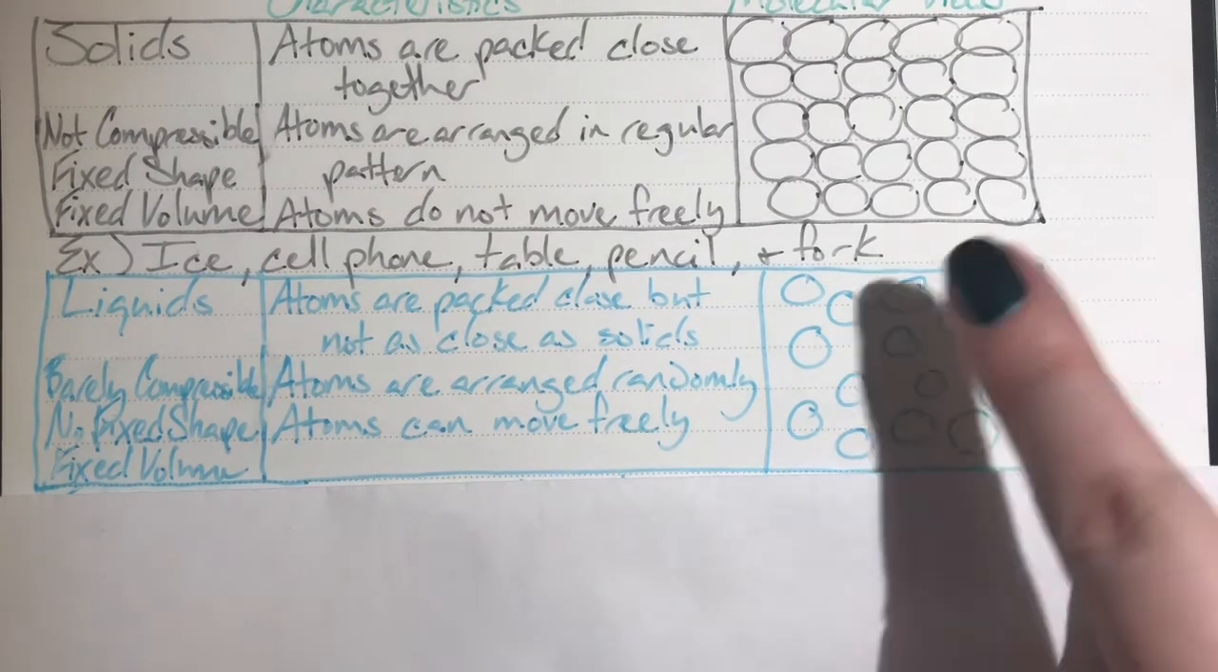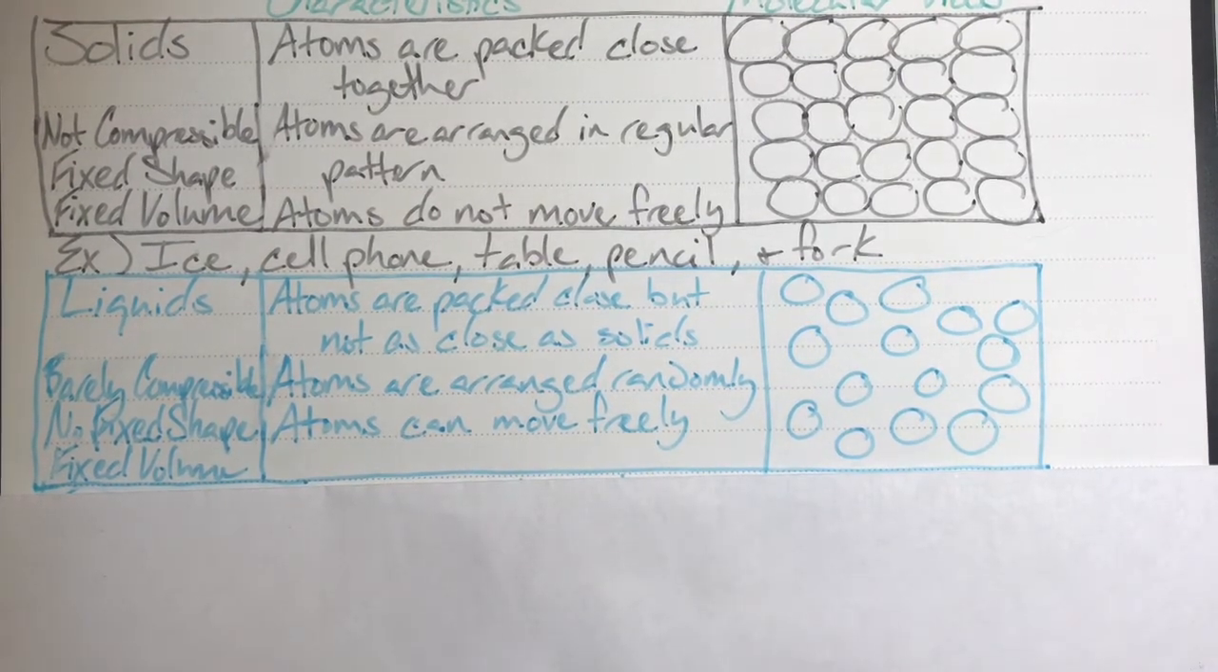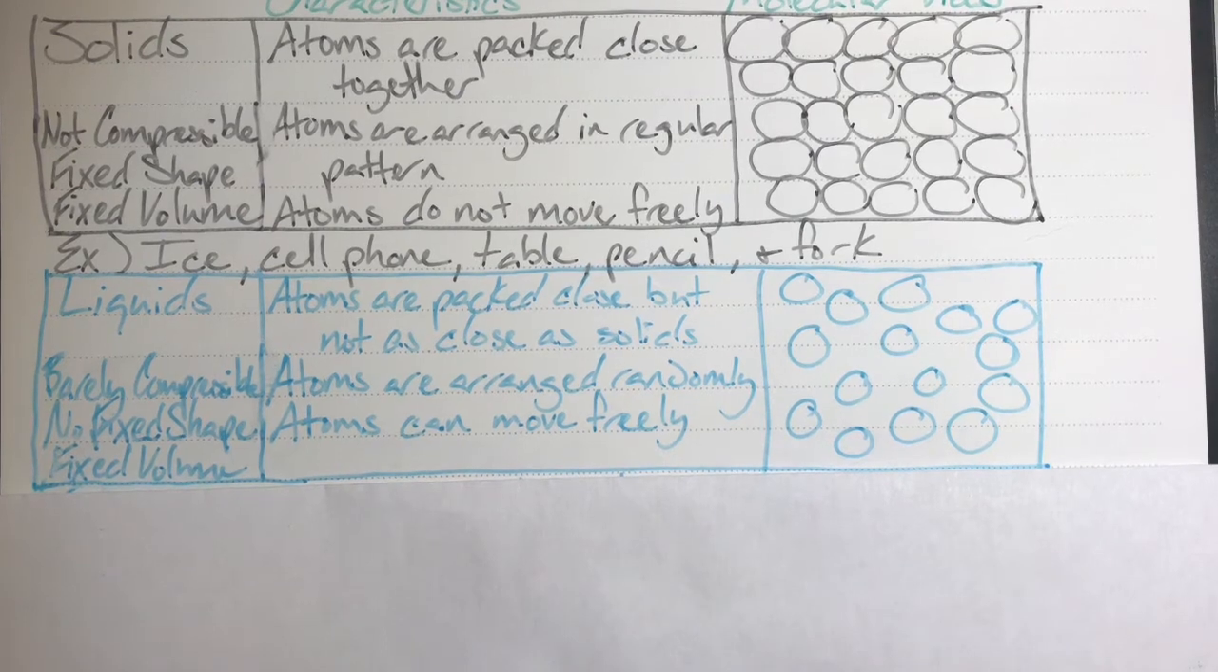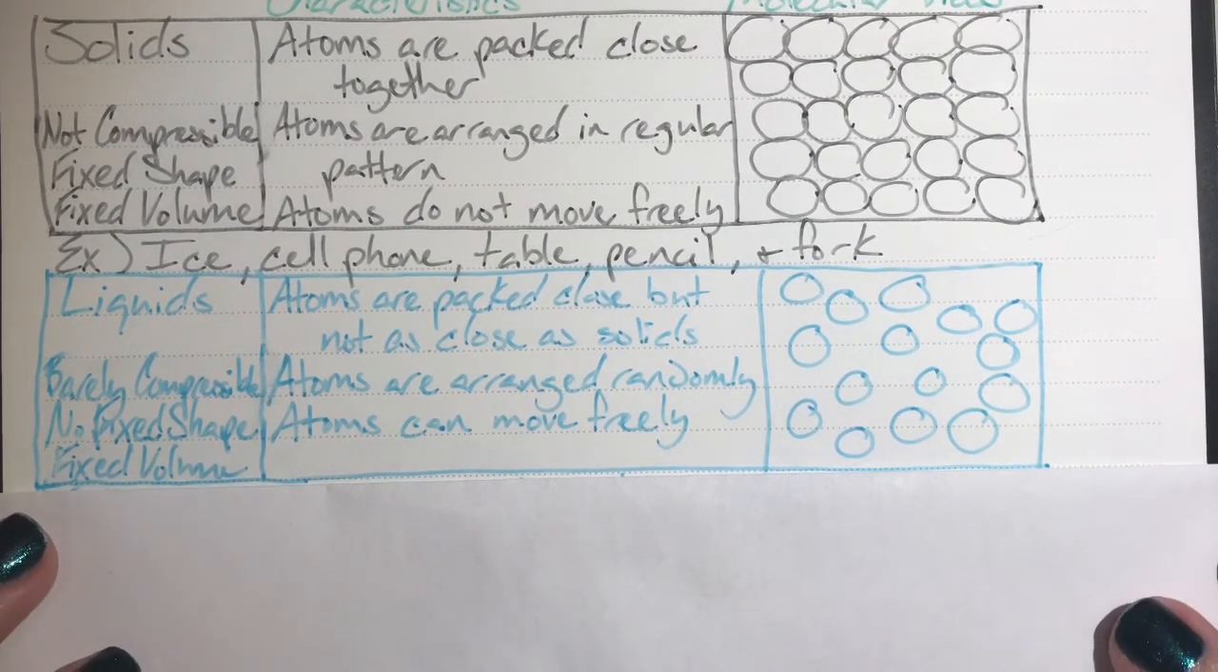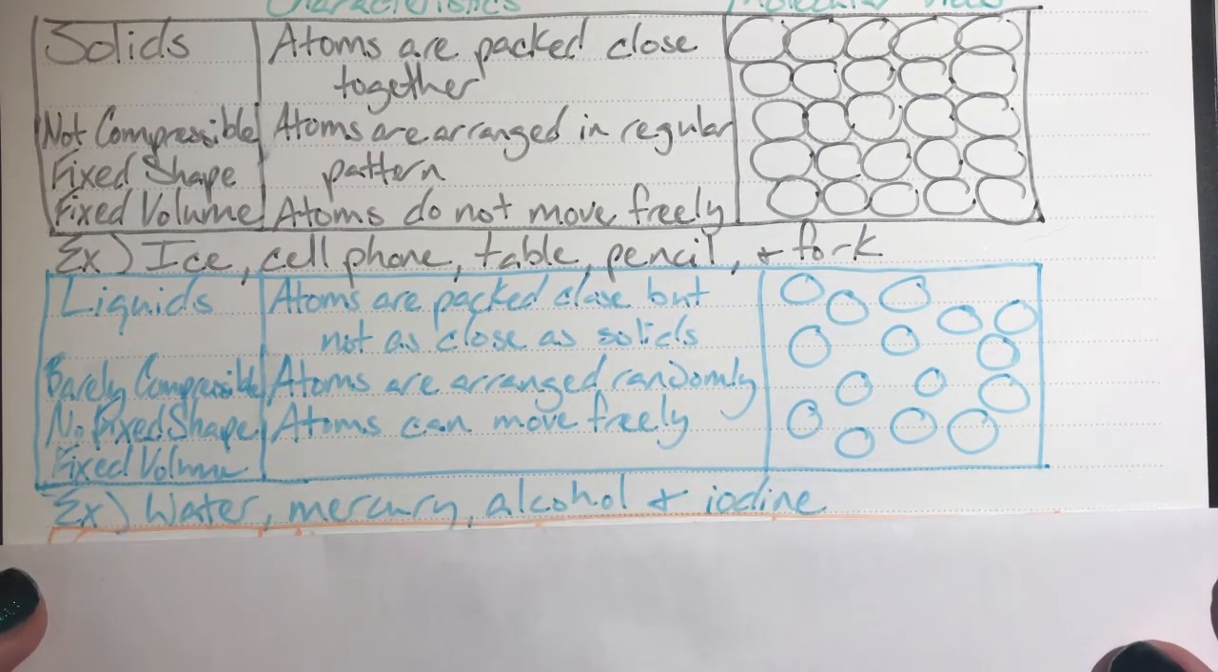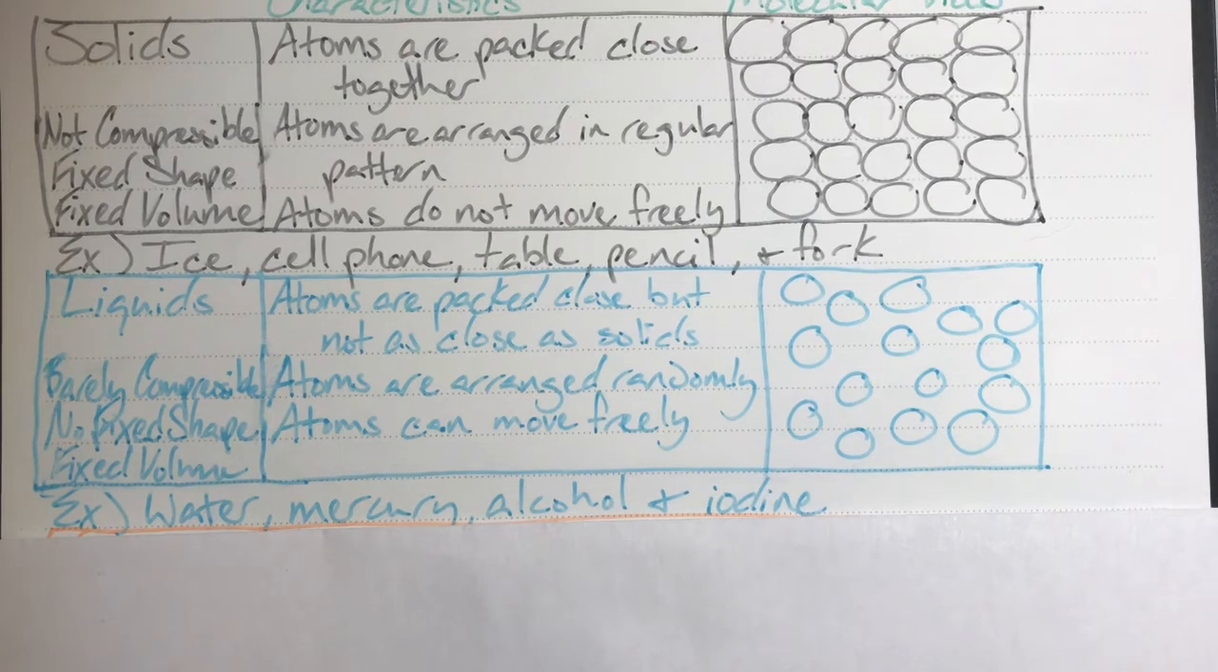So then we have the molecular view. You can see that my atoms are still kind of close together. There's not a whole lot of personal space going on, but they do definitely have some room to move around each other, which is why they can change their shape. They're able to quickly move around each other and take on a new formation. Some examples of liquids are water, mercury, alcohol, and iodine. These are obviously just a few. There are many more, but those 4 are going to be good enough for me.